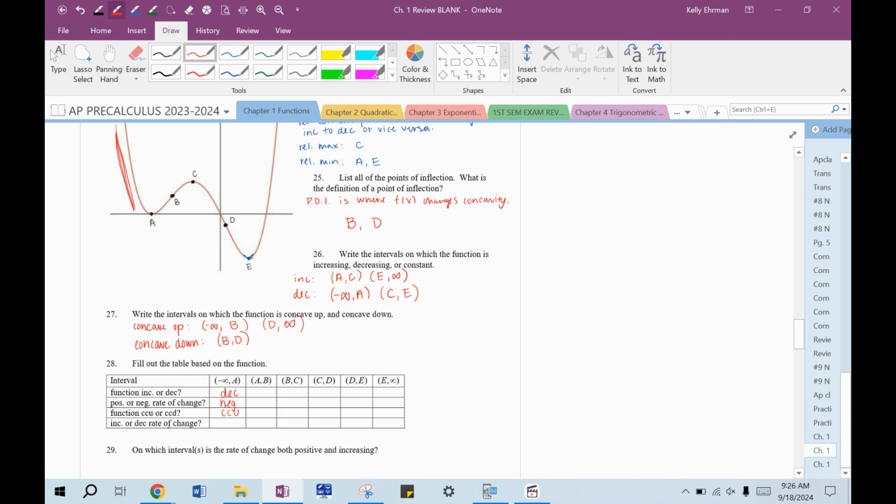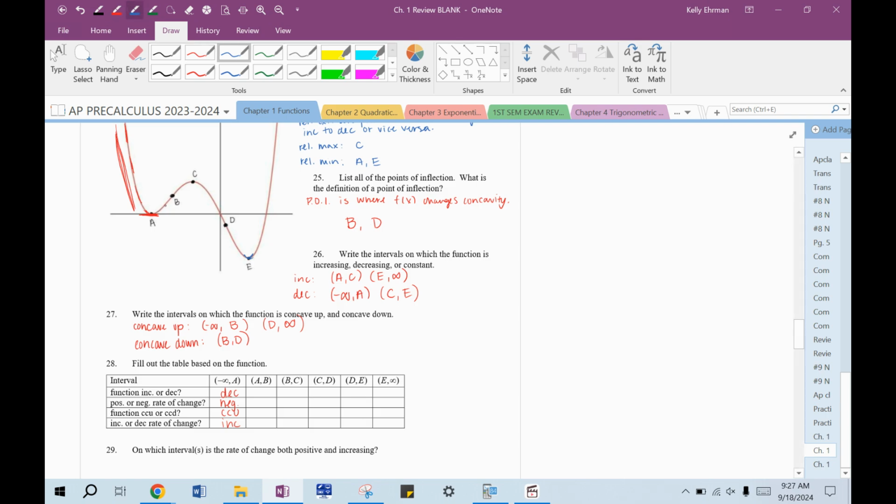Then are the rates of change increasing or decreasing? Remember, a concave up portion of a graph has increasing rates of change. They start out really negative, and as you get closer to A, they switch over to 0, and then become positive. So those numbers are increasing. It's not about steepness, it's about the numbers for the slope. Notice how function decreasing correlates to negative rate of change. Function concave up means rate of change is increasing.